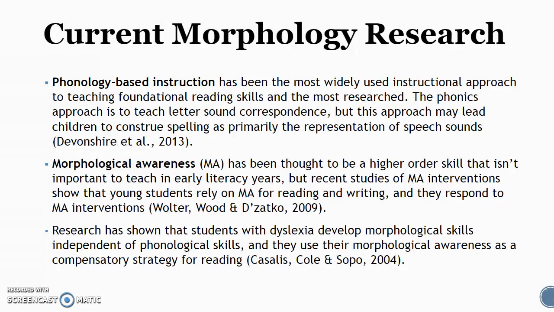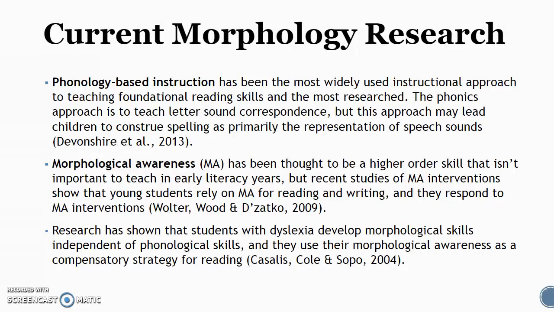The phonics approach is to teach that letter-sound correspondence, but research shows that this approach may lead children to construe that spelling is primarily the representation of speech sounds, and that's not true. And as they get older, they need to know that it's not. We can't just always spell phonetically. Morphological awareness has been thought to be a higher order skill that isn't important to teach in early literacy years.